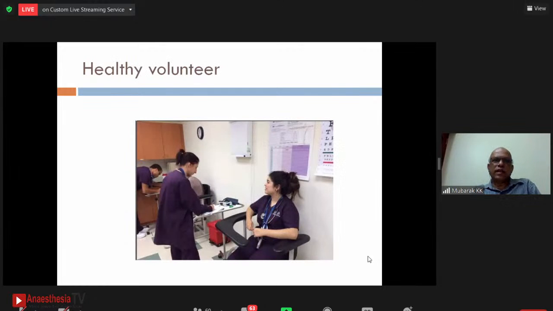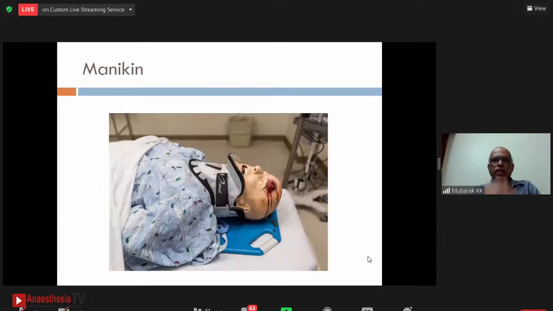So this may be a healthy volunteer. You can see a simulated case. They may be telling, "I am coming here for an acute abdominal pain," something like that. You can take it as a healthy volunteer. Some healthy volunteers may be kept, like a staff of the college or something like that. Or it may be a mannequin, a simulated mannequin.